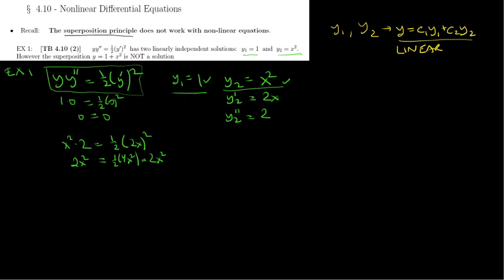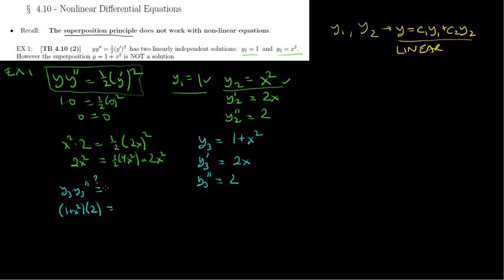However, you can check that if you add them, let's call it y3, if you add 1 plus x squared, so our C1 and C2 are just 1s here, that this is not a solution. And let's check. If I take y3 prime, I just get 2x. And if I take y3 double prime, I just get 2. So y3 times y3 double prime is just going to be 1 plus x squared times 2.